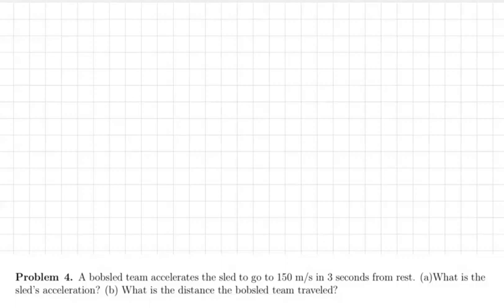We have a bobsled team accelerating the sled to go up to 150 meters per second in 3 seconds from rest. We're trying to find the acceleration and the distance the bobsled team has traveled. So again, we're going to start with identifying key pieces of information. We know that we're going to go up to 150 meters per second over a time period of 3 seconds, and we're starting from rest.